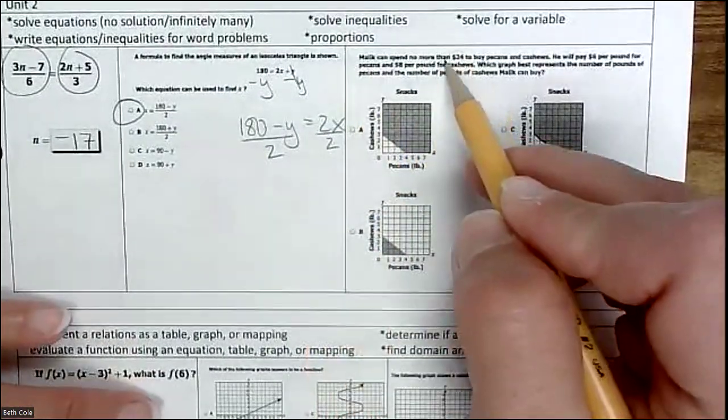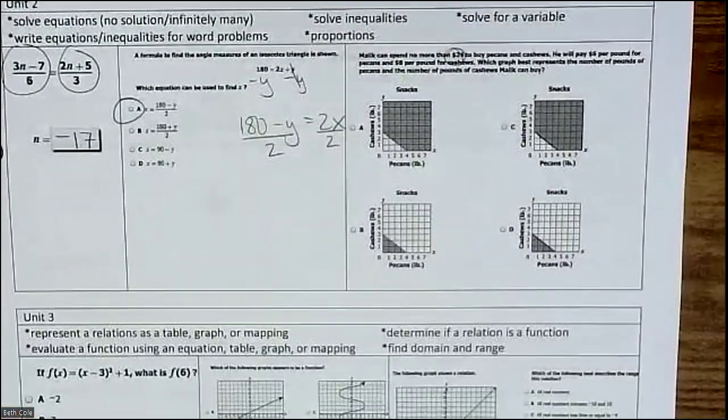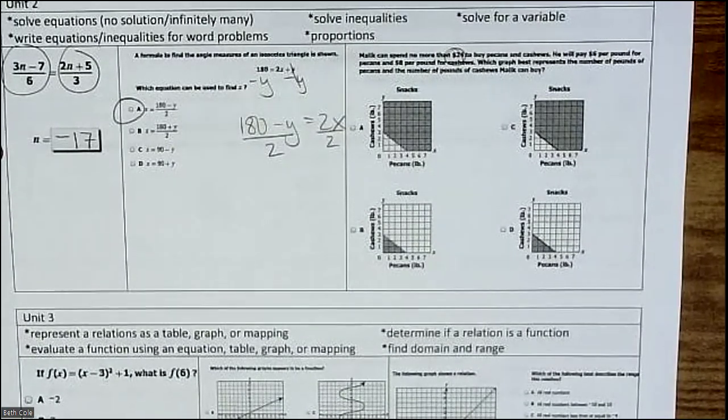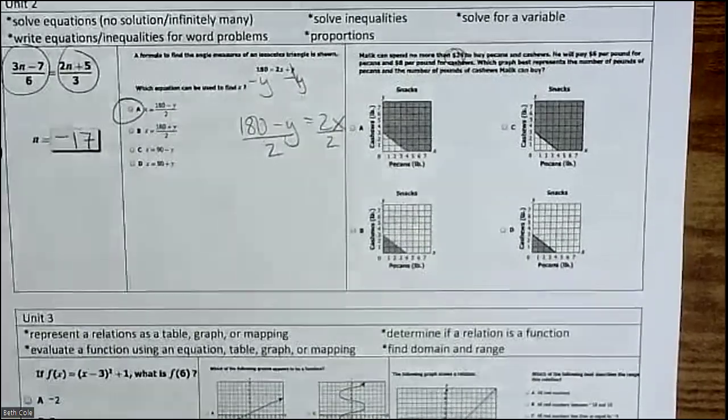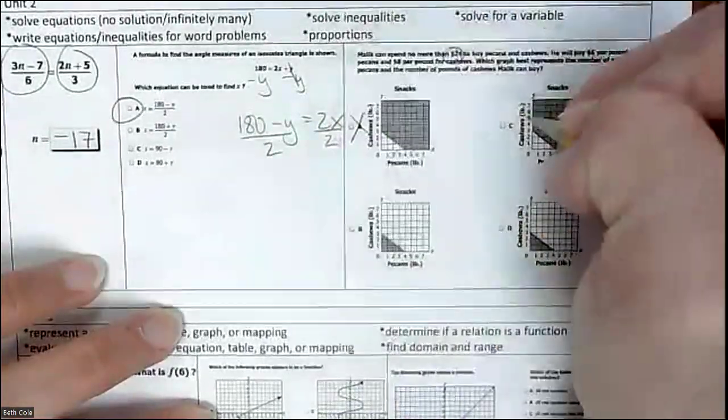Malik can spend no more than $24. You've only got $24. Can you spend $25 or $26? No, you want 24 or less. Before I even read any of the rest of that, which two graphs can you get rid of? You need shaded below. You need less than.